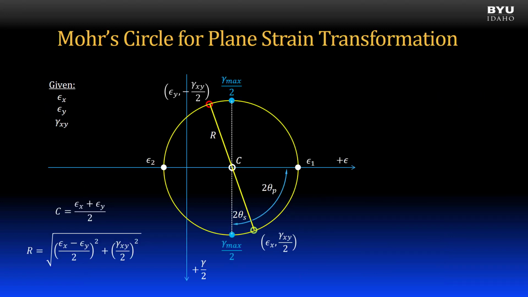Plane strain transformations can also be represented graphically using Mohr's circle. The key differences are that the axes are changed to represent normal strain on the horizontal axis and shear strain on the vertical axis. Note that the vertical axis is gamma divided by 2, and gamma divided by 2 is plotted at all points.